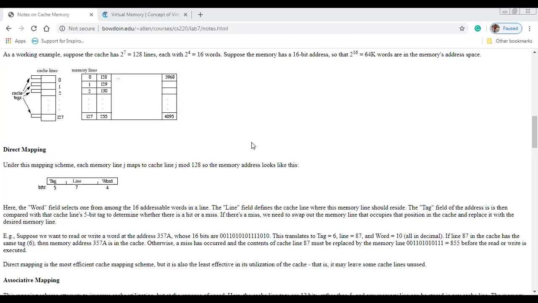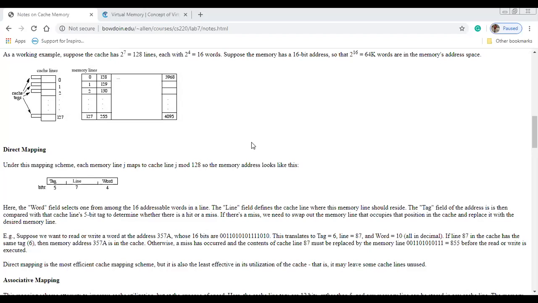Are you able to understand? Yes, sir. Okay, so now we have these values. For example, this value is there in the main memory. If you want to find whether line 87 in the cache has the same tag, that means tag value 6, then memory address 357 is in the cache memory. That it will tell. Mapping is done in that way.